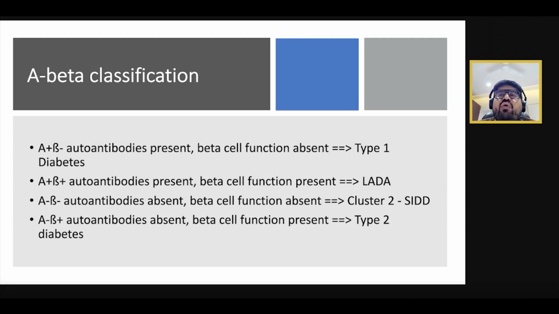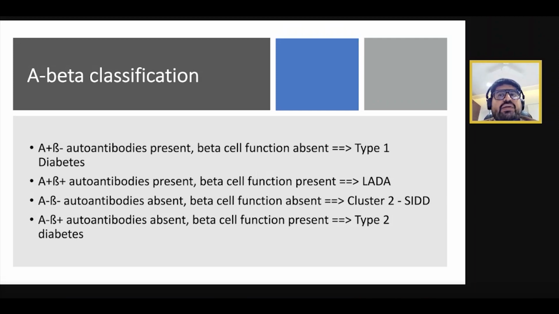So when you have autoimmunity present and the beta cell is not functioning, so you are beta cell deficient, this is classical type 1 diabetes. When you have autoimmunity present and beta cell function is still present to some extent, this is LADA.